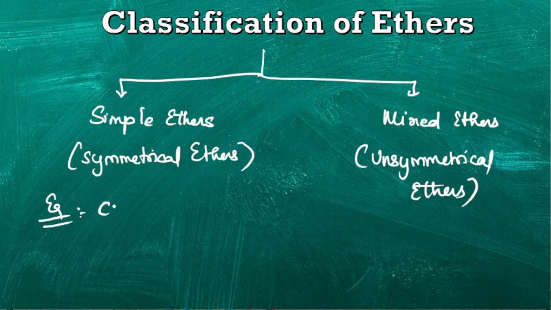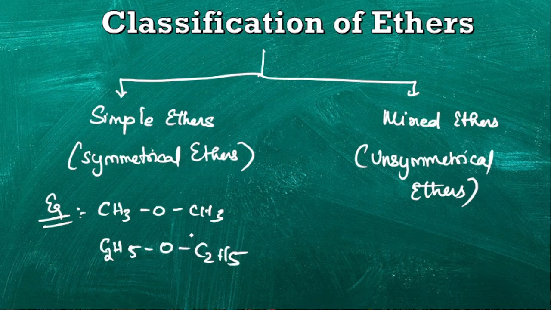Now, let us write the example for simple ethers or symmetrical ethers. Okay, for example, you have CH3OCH3, C2H5OC2H5. So if you have the compounds, both the sides, the R, if it is same, the general form of ether is ROR, already we studied. If both the sides the R are same, then it is called simple ethers or symmetrical ethers. See, if you just look here, both the sides are same. That's why it is called simple ethers.